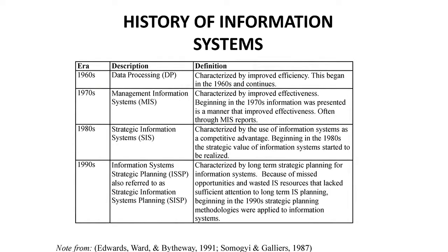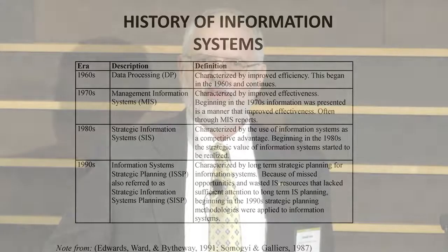Information systems started in the 1960s with the advent of computers. First noticed in the 70s was management information systems. Into the 1980s, started developing strategic information systems. In the 1990s, information system strategic planning, where you're actually planning your IS strategies.